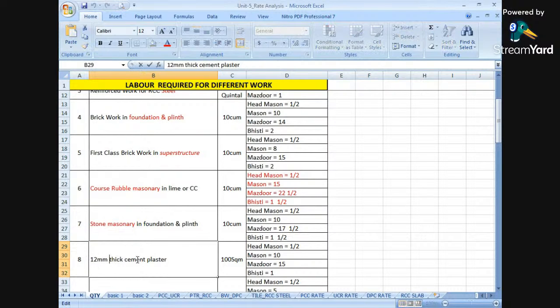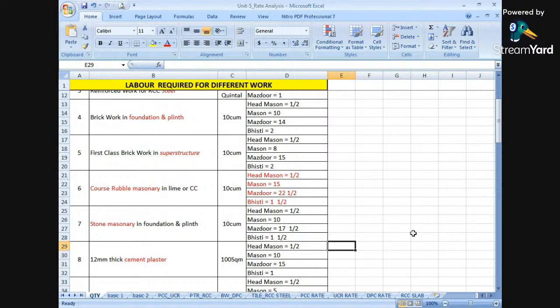Whereas plastering work, cement plastering work which has been done, has a thickness of 12 mm. Normally a cement plaster is measured in square meters. Here you can see all these items are in cubic meters, but cement plaster we have stated in square meters. Why? As per IS 1200, what is the mode of measurement of plastering? It is measured in square meters. Therefore we have considered square meters in this case. So 100 square meters has been carried out.